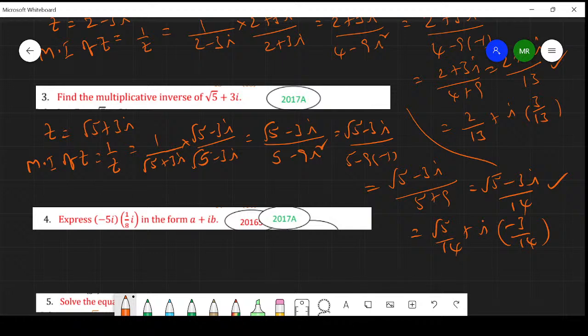Please practice this, everyone. Sure, maximum they may ask the multiplicative inverse of the given complex number. So practice that question. They may ask that question. That is important.